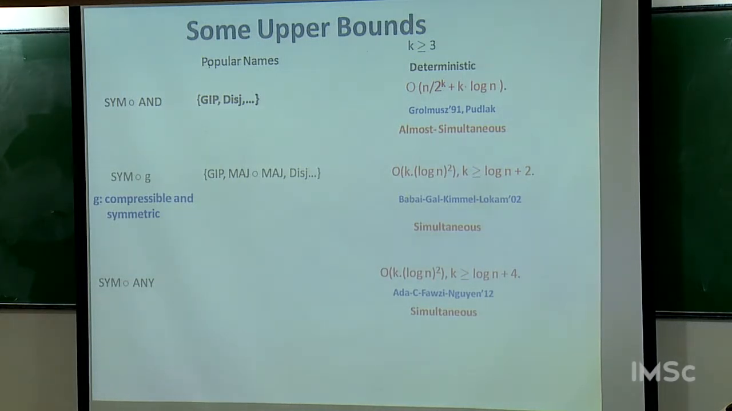Then you can show that this result follows. Is there a reason why for k equals 3, for example, is there a specific function which requires simultaneous communication complexity?